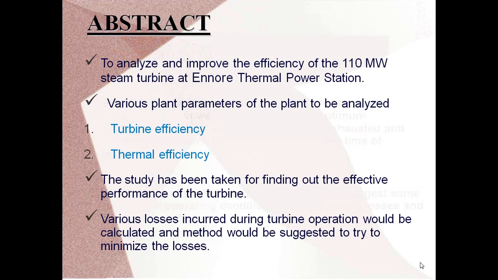The abstract is to analyze and improve the efficiency of a 110 megawatt steam turbine at North Thermal Power Station. Various plant parameters to be analyzed: turbine efficiency and thermal efficiency. The study has been taken for finding out the effective performance of the turbine. The various losses incurred during the turbine operation would be calculated, and methods would be suggested to minimize the losses.